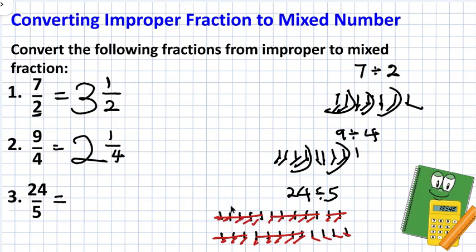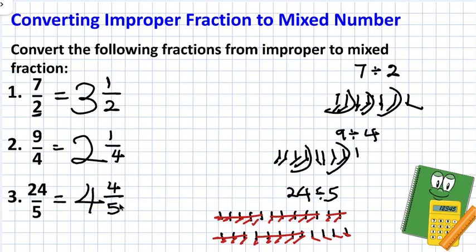So that means 24 divided by 5, it went 4 times. So we have 4 whole. Our remainder is 4. We write it as the numerator over the 5. So remember to always keep the denominator. So this is how we convert improper fractions to mixed fractions.